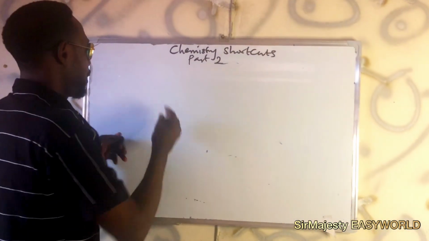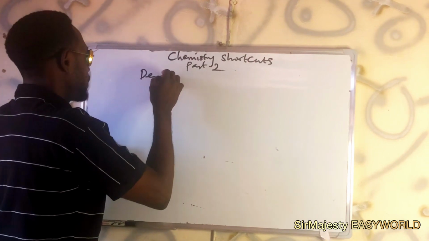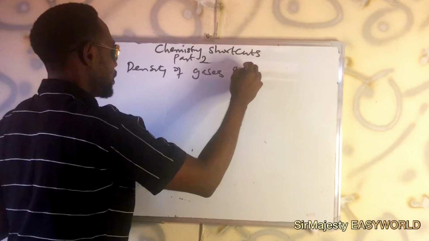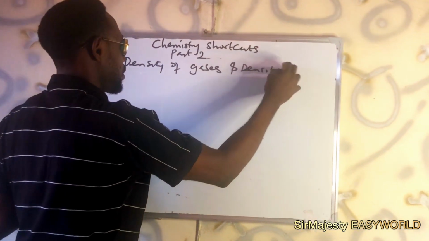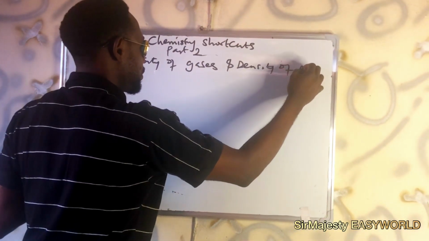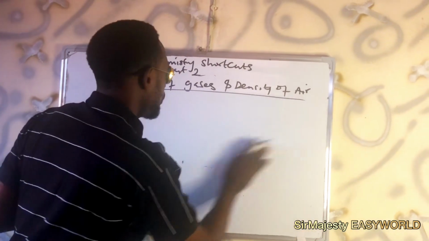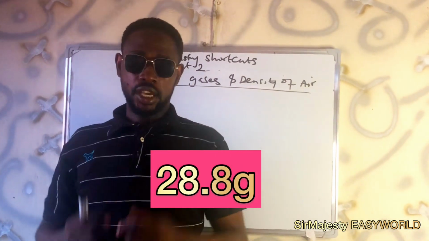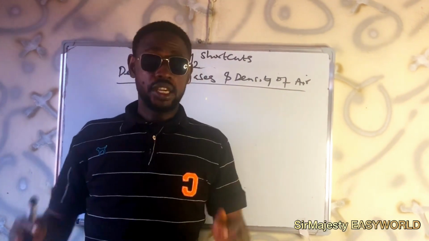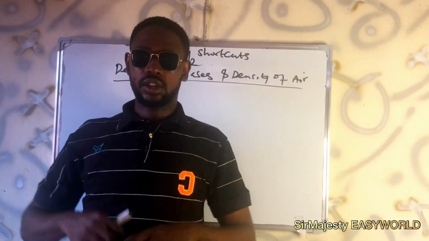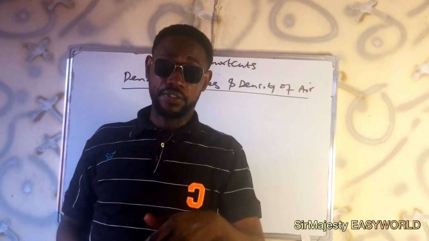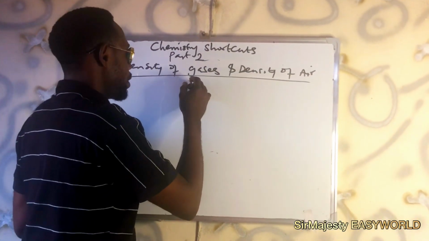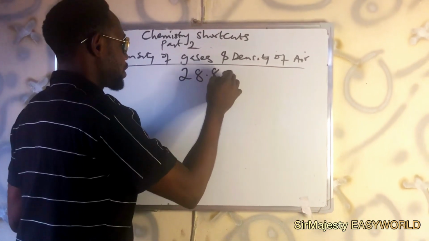So we are going to compare the density of gases and that of air, though air is still a mixture of gas. Now we are going to use this number, 28.8. 28.8 grams is what my analysis and calculations prove that 1 mole of air, though a mixture, should weigh. So the weight of air, you take it at 28.8 grams.